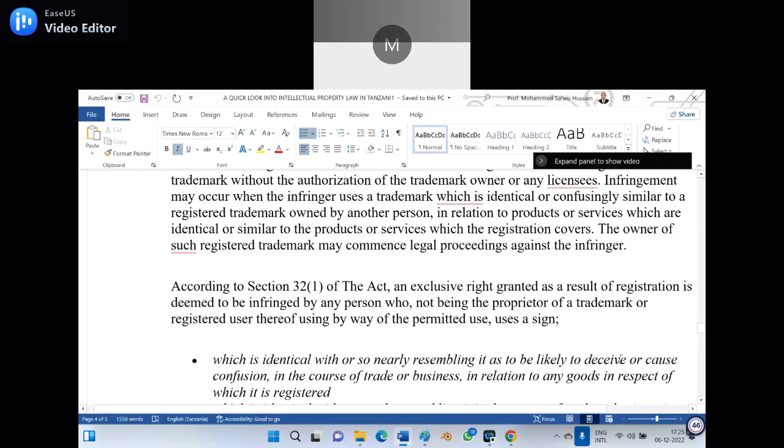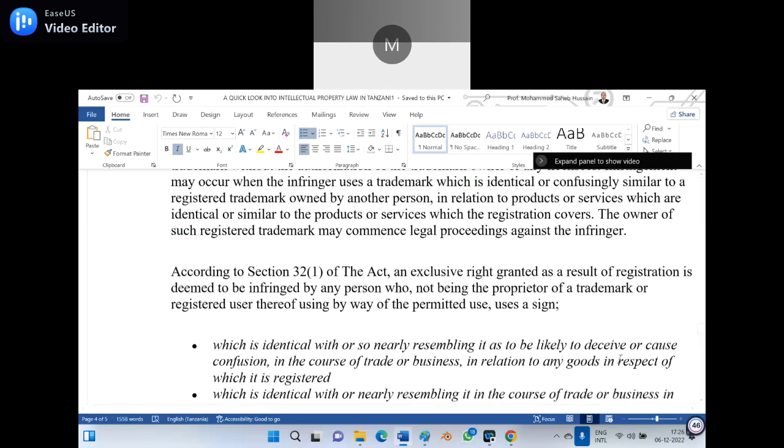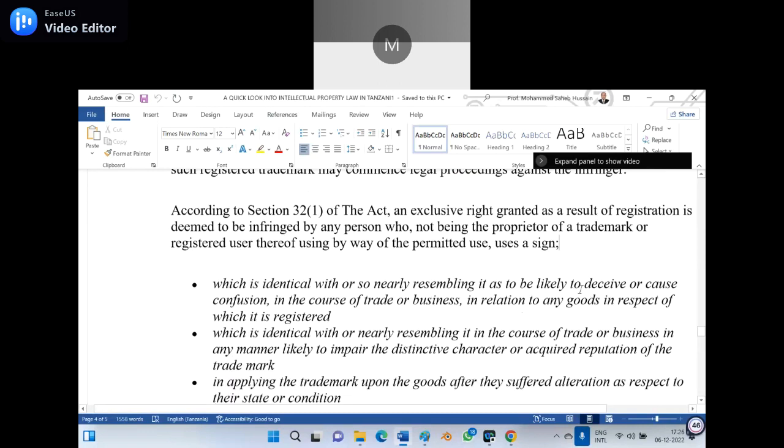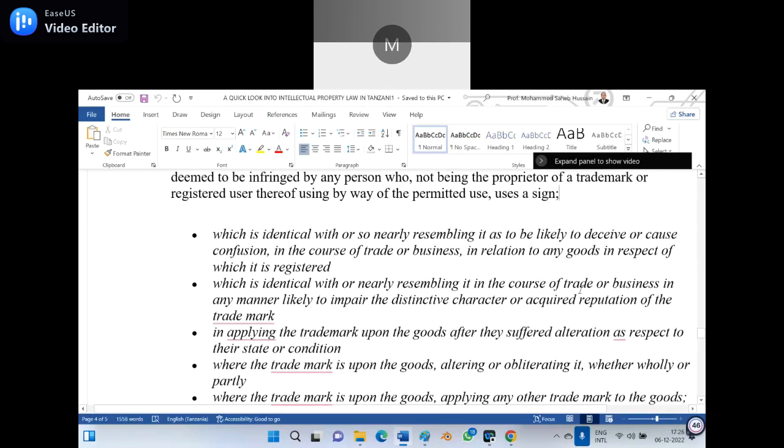Suppose it is infringed by any person who is not the proprietor of the trademark, nor a registered user, that is, a person registered in the beginning who can use it by way of permitted use or use as a sign. Either the name, sign, mark or logo, almost all the same when you are speaking about a trademark, which will distinguish one product from the other product, so the people will not be confused.